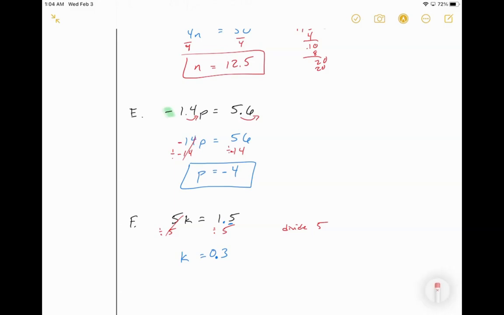0.3. Now, these are ones I would recommend you check, especially these ones, because even I could get a little confused on here. So let's see. I've got 5k. In this case, k is going to be 0.3. That should equal 1.5 if we did it correctly.